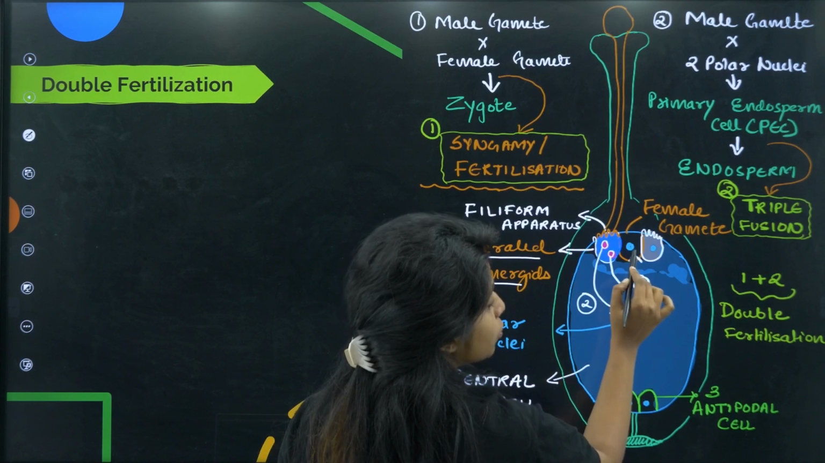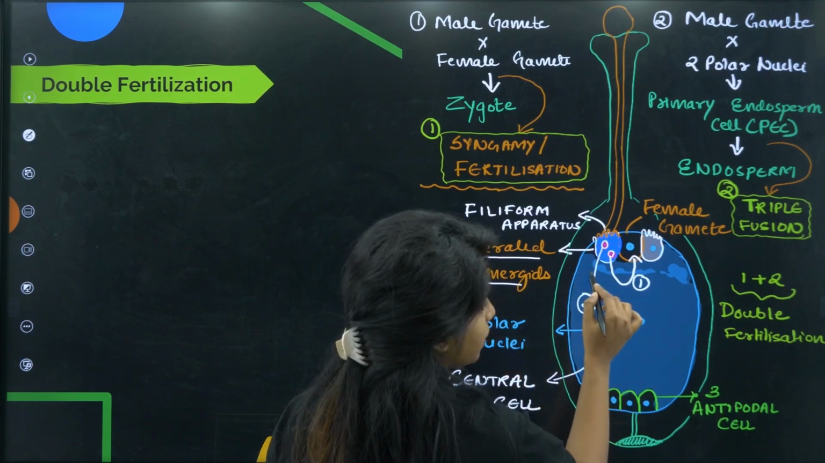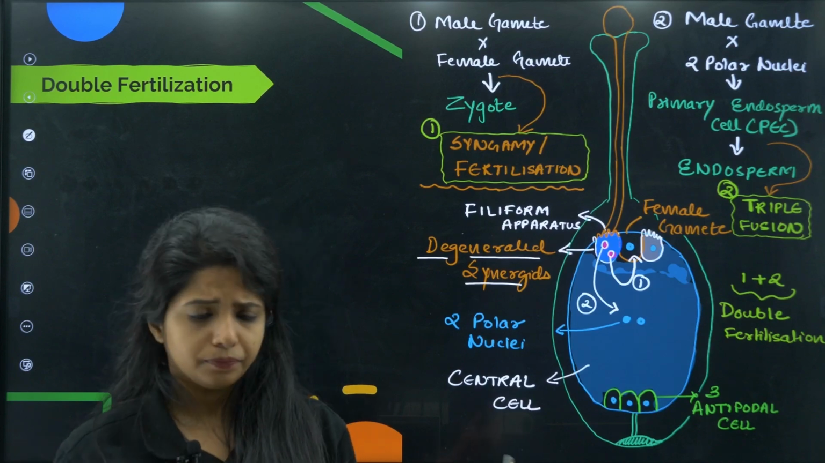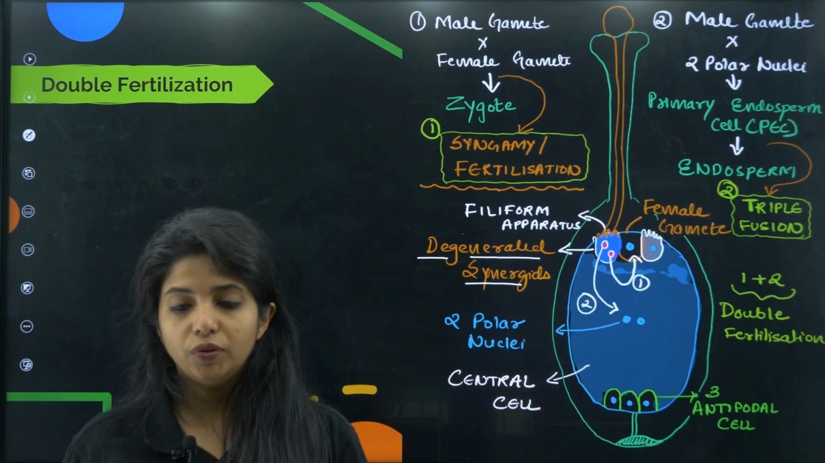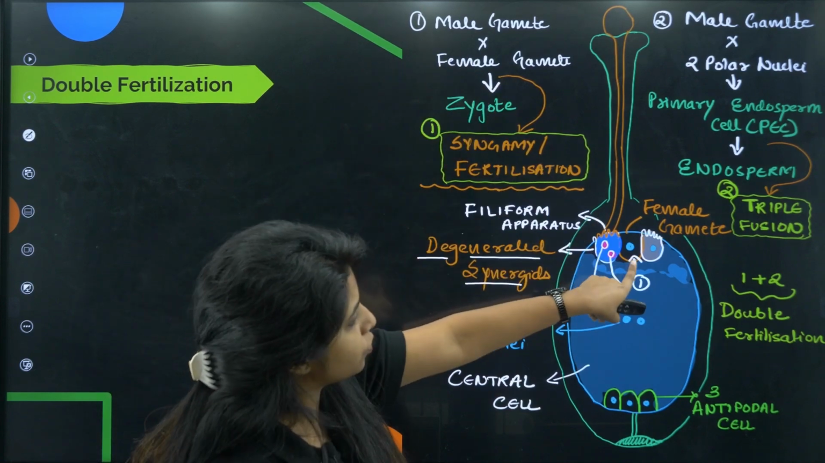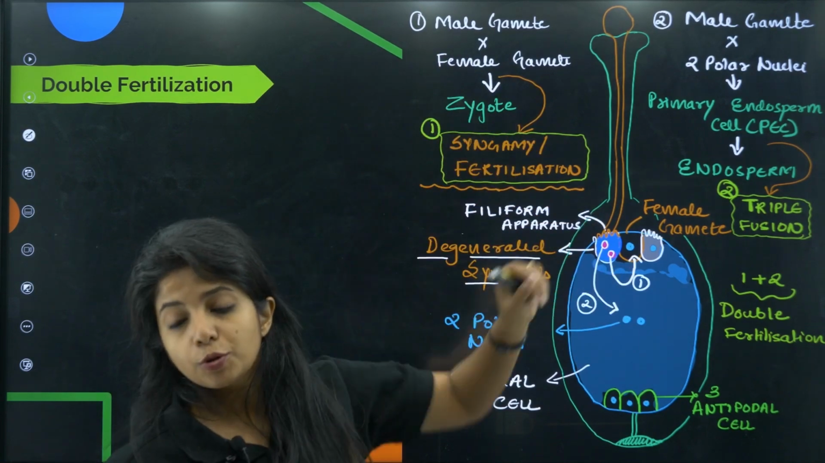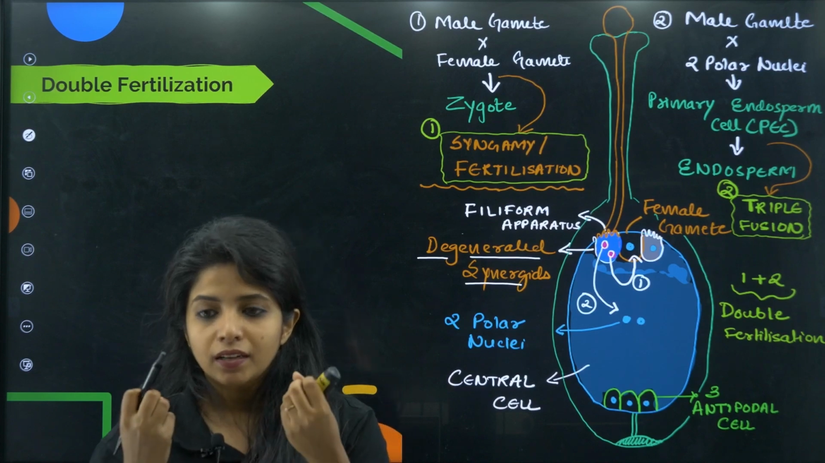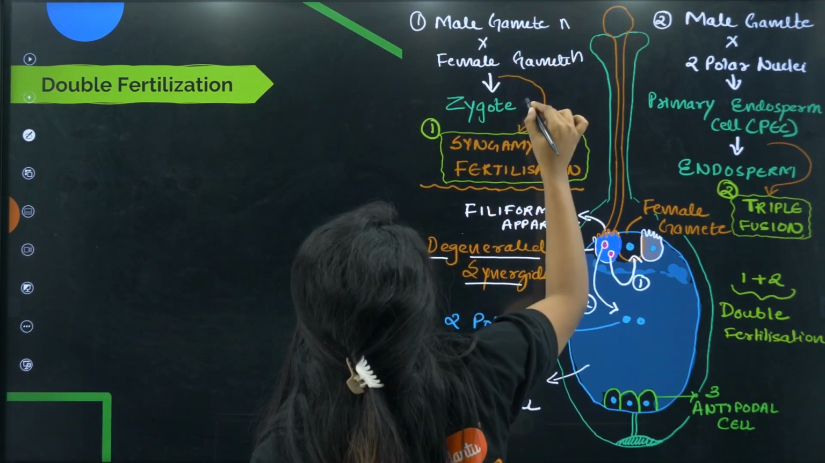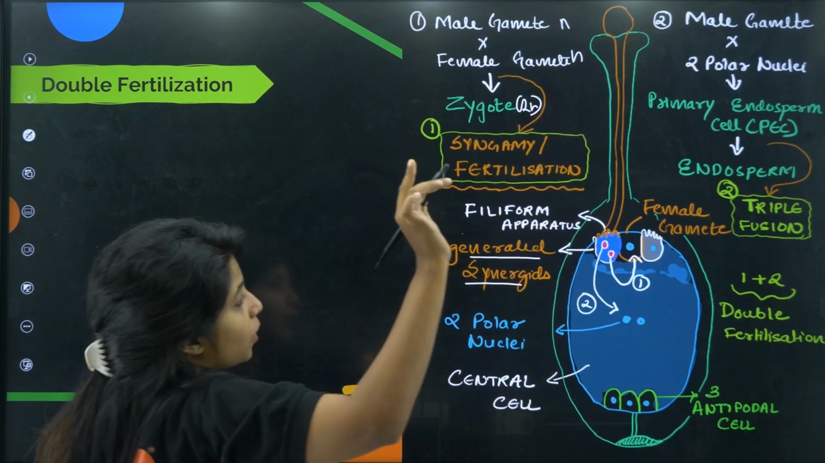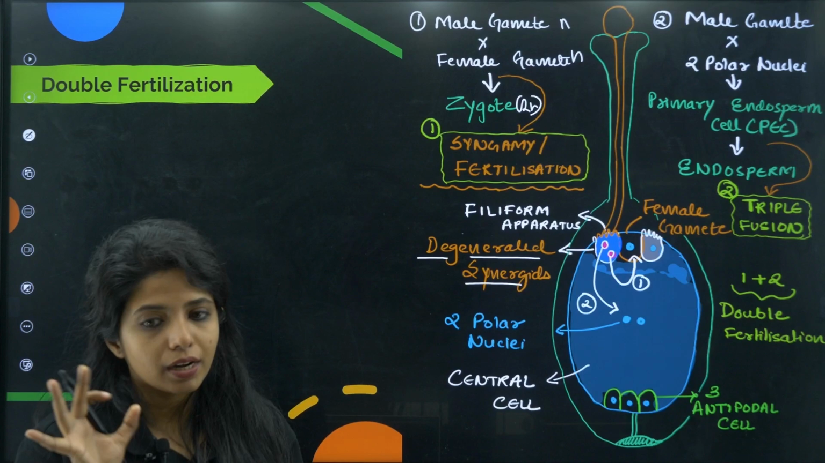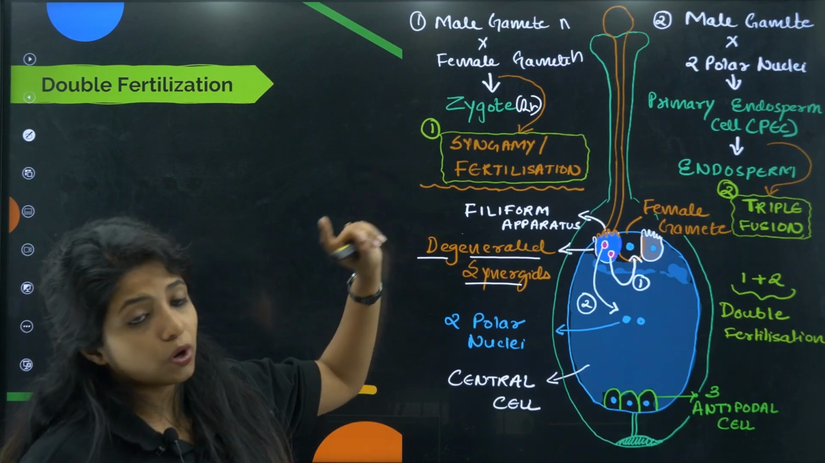One male gamete goes and fuses with the female gamete, and the second male gamete says, I also want to fuse, so it goes and fuses with the two polar nuclei at the central cell. The first condition is where the male gamete and the female gamete fuse, and this leads to the formation of a zygote. Male gamete and female gamete are both n, so the zygote will be 2n, a diploid zygote. This process is known as syngamy, or fertilization.